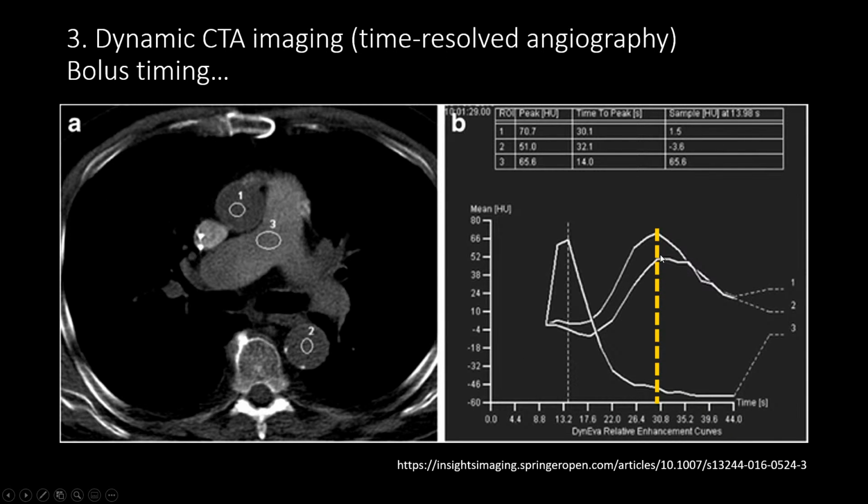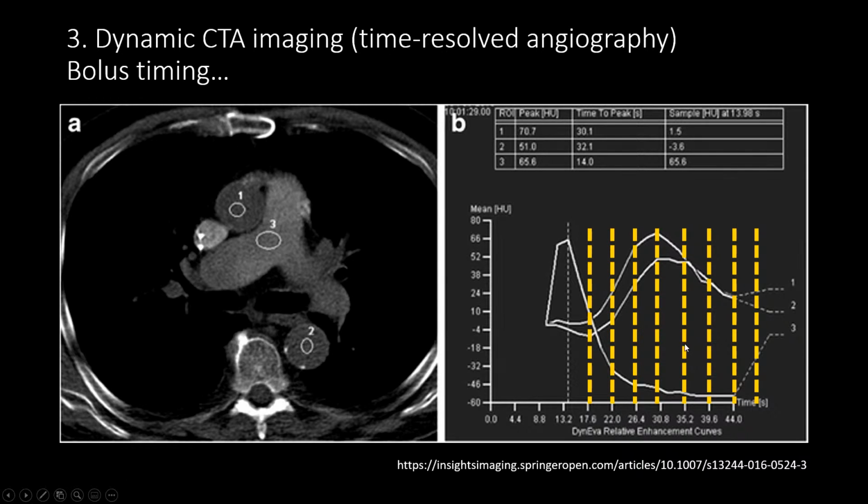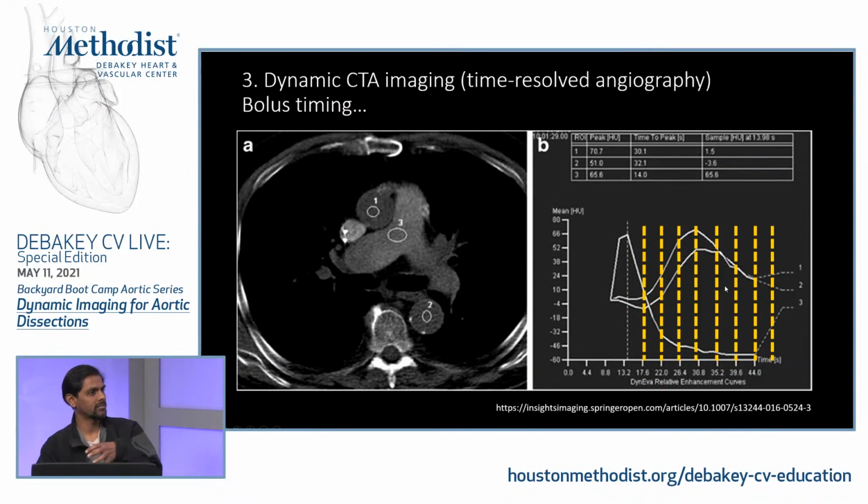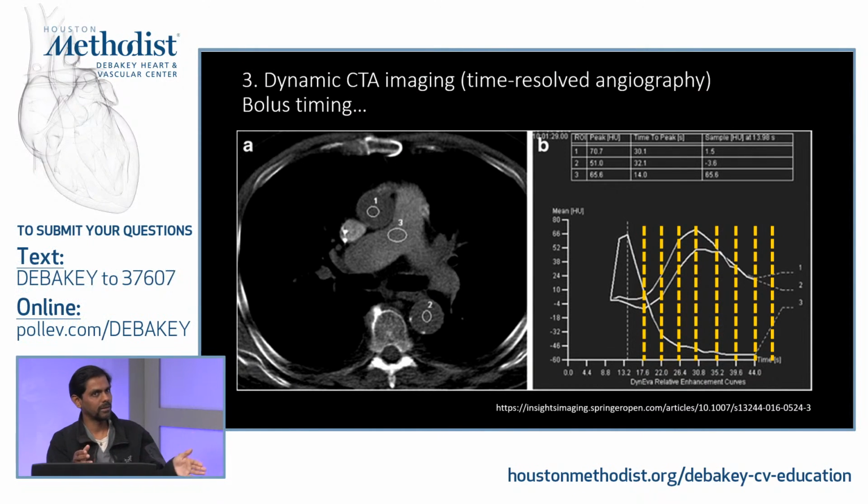Instead of taking one shot, where our probability of getting it right is definitely trickier, you can configure protocols with, hey, I know based on the timing bolus the aorta gets opacified at 10 seconds from the IV injection. You can get multiple volumes around that 10 seconds, so you get the flow in the true lumen and the flow in the false lumen as well.